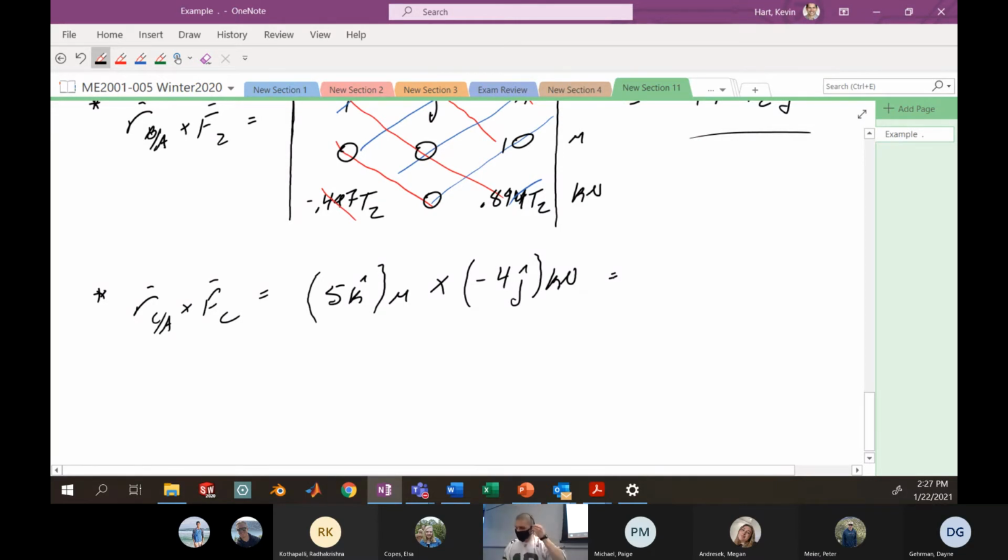All right. K cross J is generally negative I, but since I have a negative sign here, that will cancel, and I'll be left with a positive value, which here is going to be positive 20 kilonewton meters in I hat. Okay.